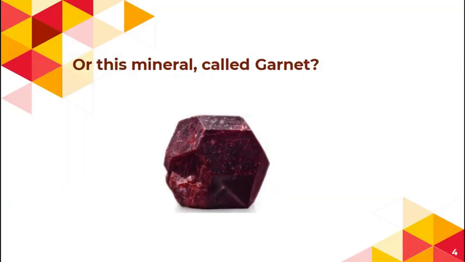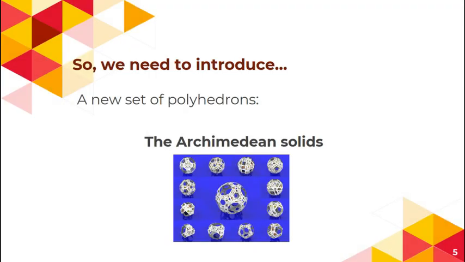Or this mineral called garnet. This is another polyhedron, but as you can see, the faces are hexagons and squares. So we need to introduce another kind of polyhedrons. These ones are called the Archimedean solids.